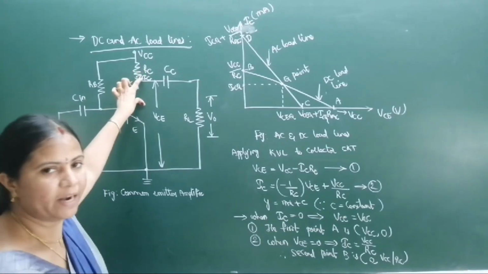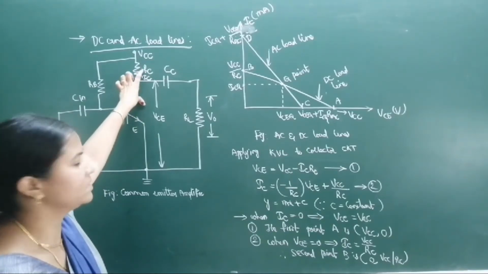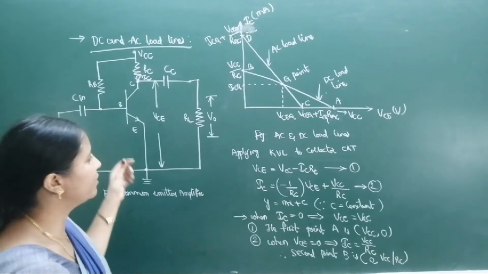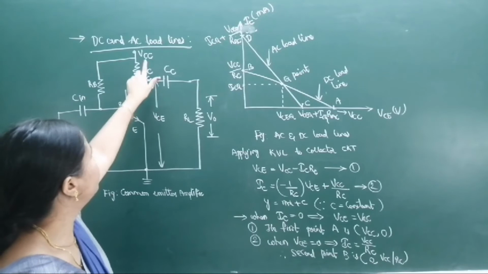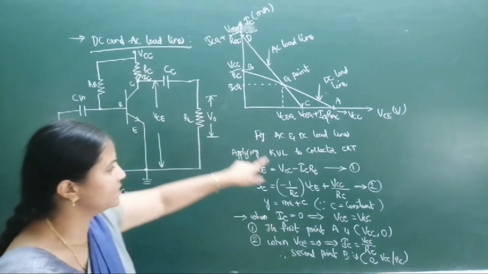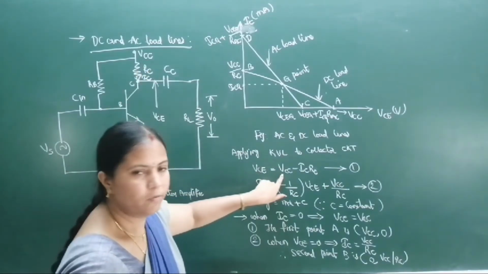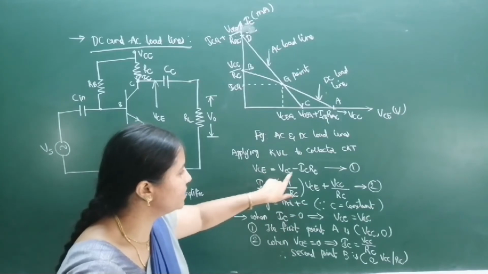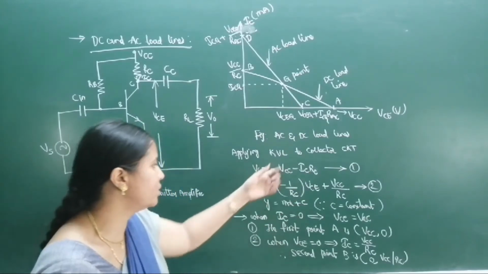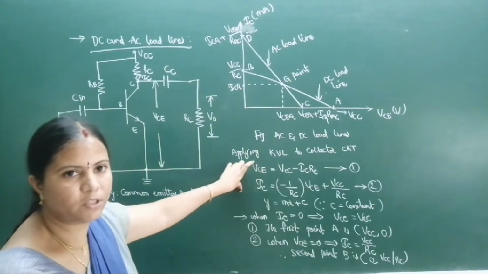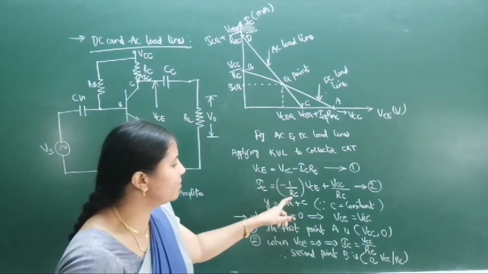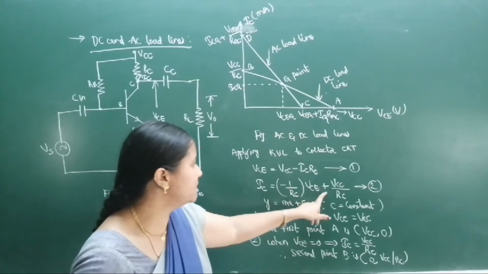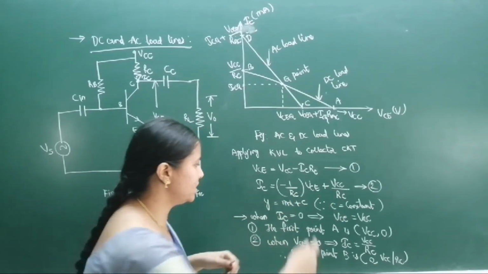This is the collector current through the collector resistor. Okay? So if you apply Kirchhoff voltage law to this collector circuit, you will get VCE equal to VCC minus ICRC. This is the equation. This is equation 1. So from this equation, if you calculate IC, you will get IC equal to minus 1 by RC into VCE plus VCC by RC. So this is equation 2.